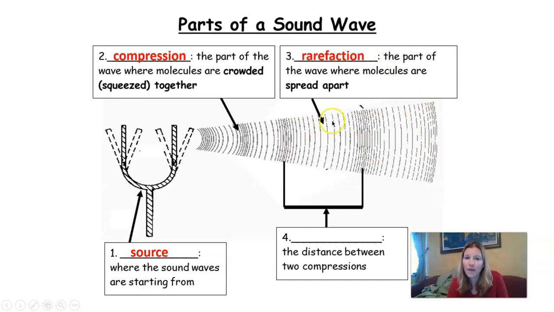And then the part of the wave where the molecules are spread apart is called a rarefaction. It is one word, rarefaction. Faction actually means a part of something, and rare would mean not very often or spread apart or unusual. So the part of the wave where the molecules are spread apart, where we don't have that many air molecules, is called the rarefaction, and that would be here, here, here, and here.